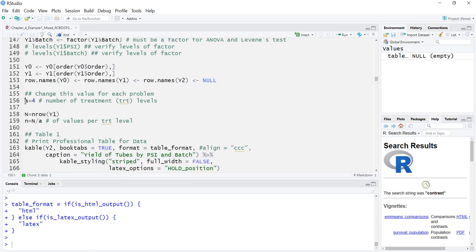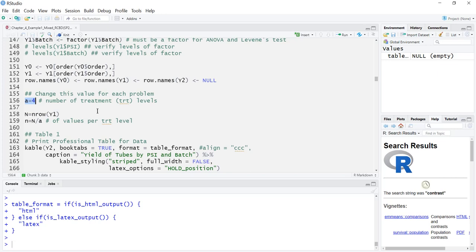Okay. A equals 4. This is something you have to change each time or verify that it's correct before you do that. Now, I've only made this good for a balanced design, so if it's unbalanced, there would be a lot of work to do. So we're not going to worry about unbalanced designs in this course.